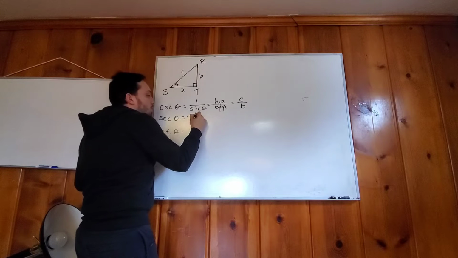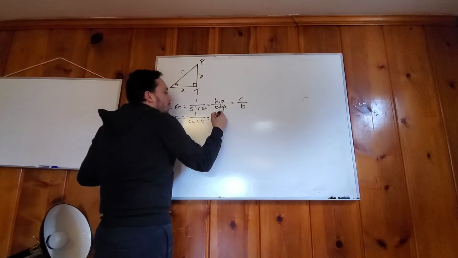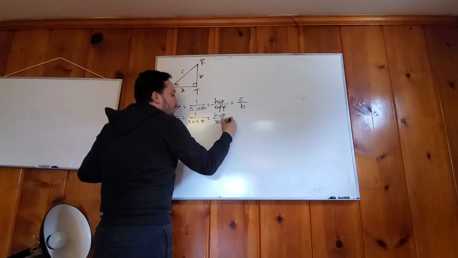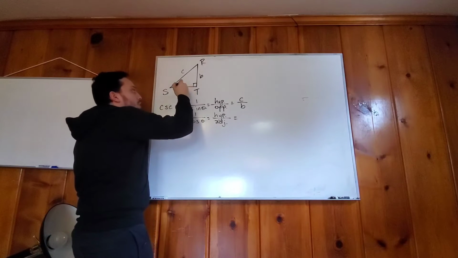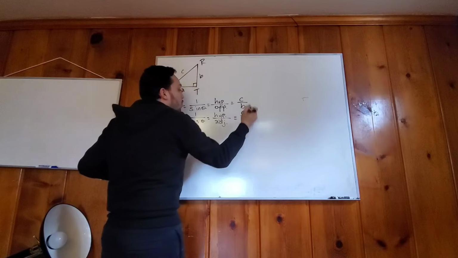Yay! So this one is 1 over cosine theta, which is hypotenuse over adjacent. The adjacent is A, the hypotenuse is C, so it'd be C over A, because it's the hypotenuse over the adjacent.